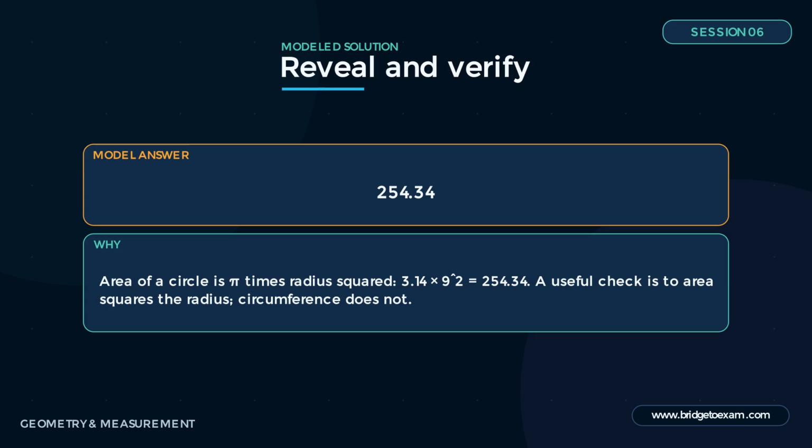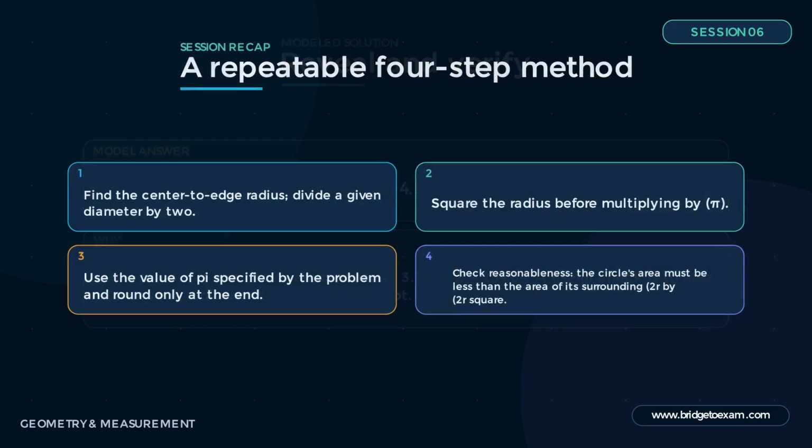Use this coaching check as well. Write diameter to radius beside the diagram before substituting any circle measurement. Session recap. First, find the center-to-edge radius. Divide a given diameter by 2.